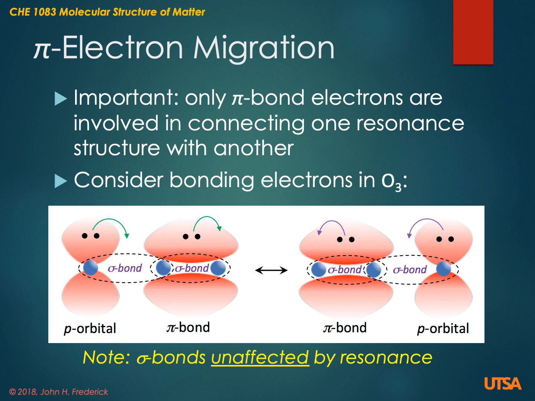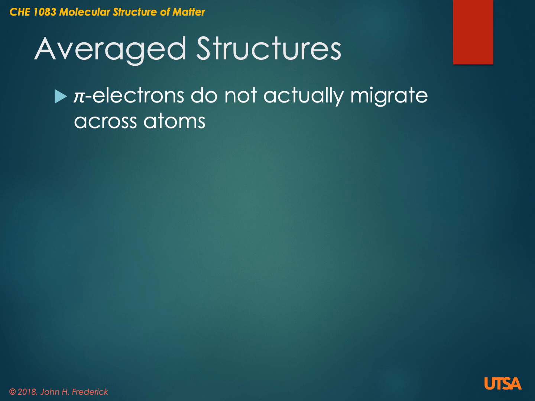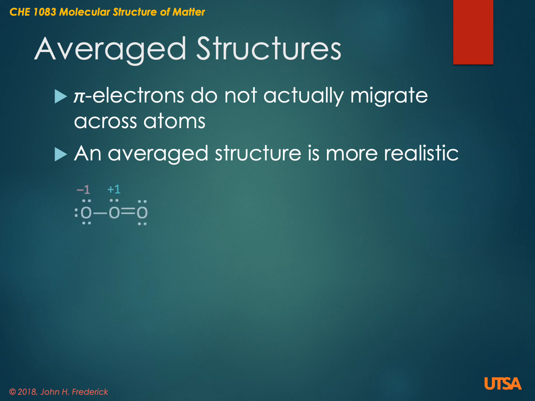I want you to pay particular attention that the sigma bonds are unaffected by this resonance. This is always true. If you have a pair of resonance structures where you change sigma bonds, you have the wrong idea. You have the wrong set of resonance structures. So, as I started to say in the previous slide, we can think of these as really representing an average structure. They don't actually migrate across these atoms. It might be better to look at a picture of these things as an average structure.